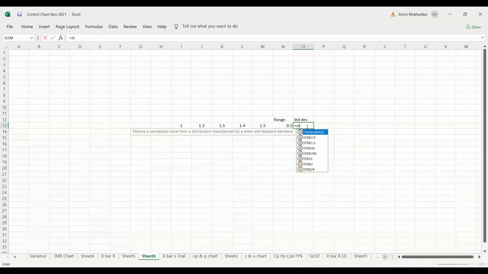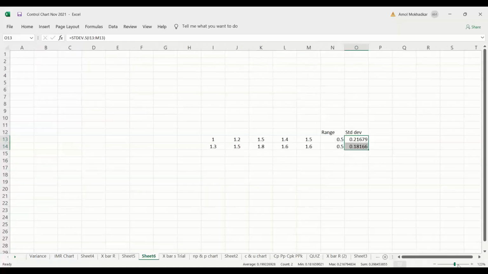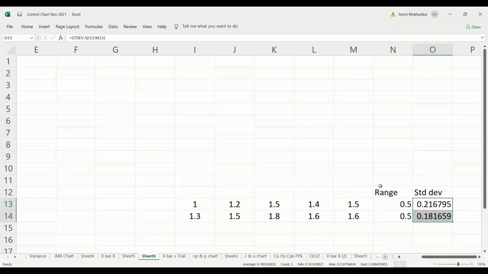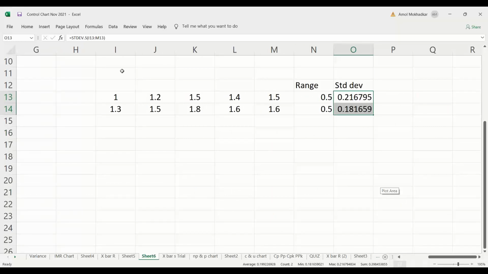So I am going to use stdev.s directly, because it is not from the entire population, it is on that particular sample basis. You have taken the 5 samples out of maybe 20, 30, 60 or 1 hour. So standard deviation is 0.21 and here it is 0.18. You see the difference? Now you will come to know why we are going to use the standard deviation chart.